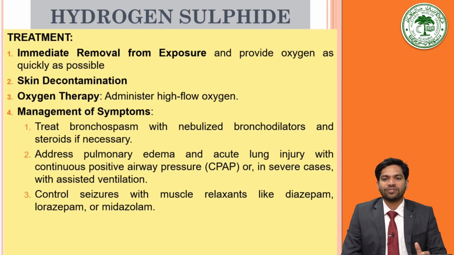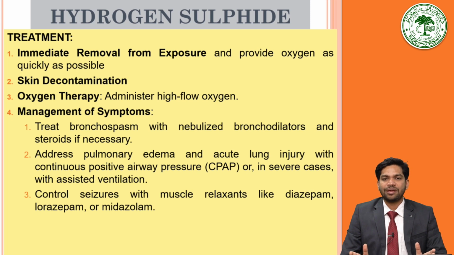Then for the treatment of hydrogen sulfide poisoning, immediately remove the patient from the exposure site and provide oxygen as quickly as possible, preferably through an endotracheal tube. Then skin decontamination needs to be done if skin has been exposed. While hydrogen sulfide is a gas and usually doesn't require skin decontamination, removing the patient's clothing and washing the skin with water and mild detergents can help reduce the odor-related issues for healthcare workers.